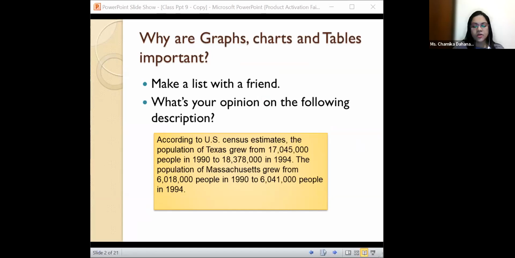Okay, so I want you to look at this description. What is your opinion on the following description, right? There's about 200 people in the session today, which makes me very happy. But since I'm unable to ask each of you separately, just think about it. I want you to tell me if it is easy to understand or difficult to understand, and why. Write it down in your notebook so that when we go to the next activity, you will be able to compare and see what you initially thought about it.